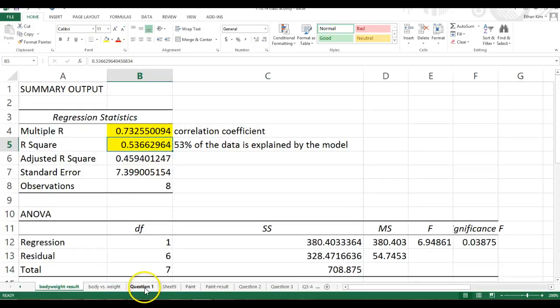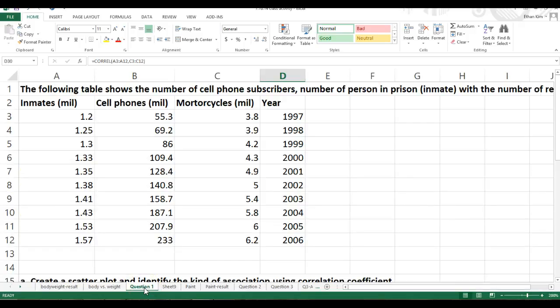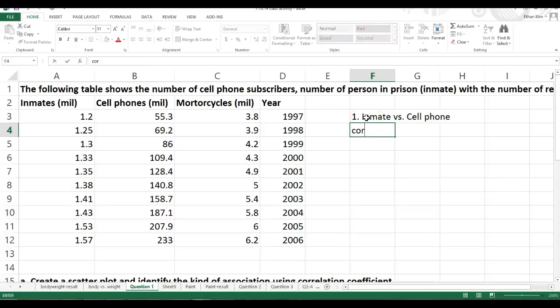All right, so for question 1 from your homework, I want you to do the same, but I want you to do inmate versus cell phone. Let me just write it down here. Inmate versus cell phone, and you're going to find correlation. I think correlation coefficient we found already. So linear regression.